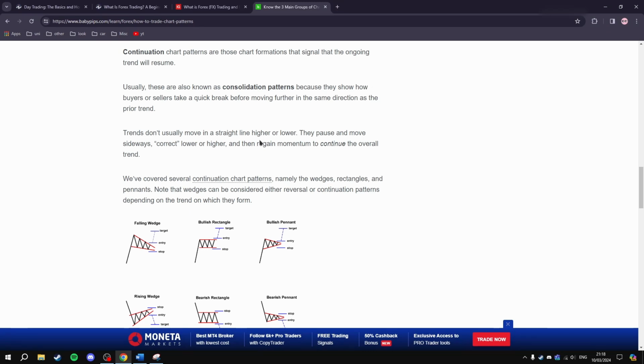Usually these are also known as consolidation patterns because they show how the buyers or sellers take a quick break before moving further in the same direction as a prior trend.